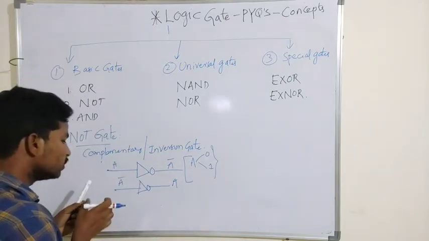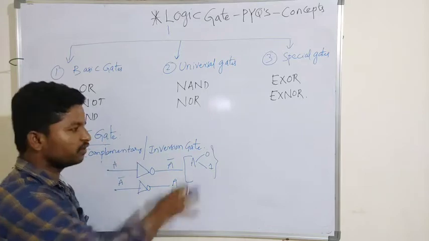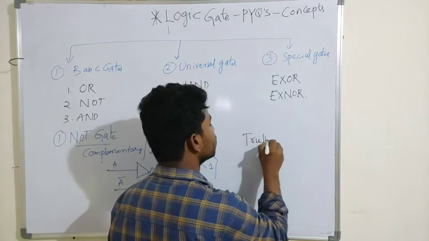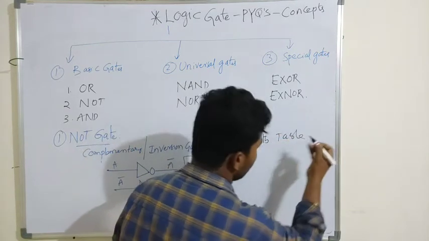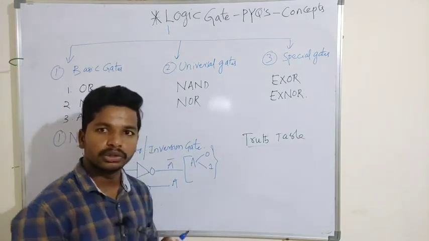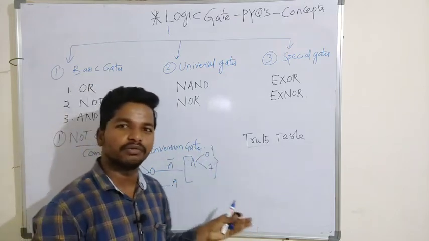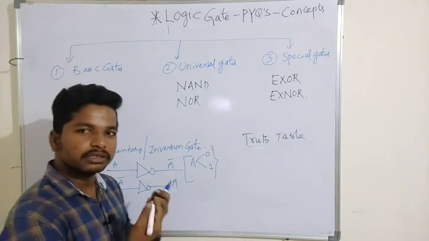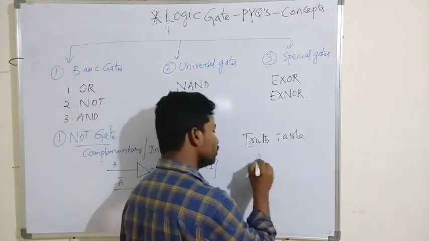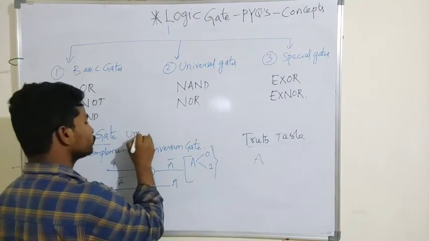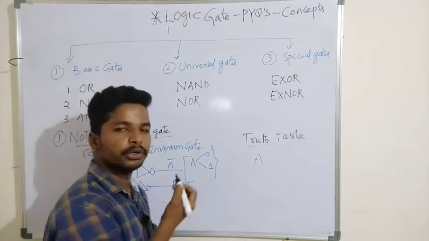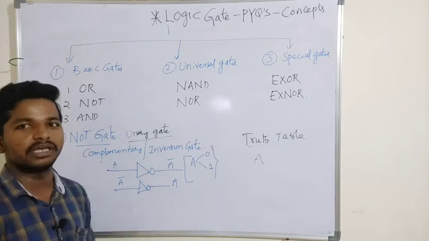We can explain the working of any gate by using a truth table. The truth table gives the relation between the input and output, and it gives the characteristics of the gate. The NOT gate is also called a unary gate because it accepts only one input.